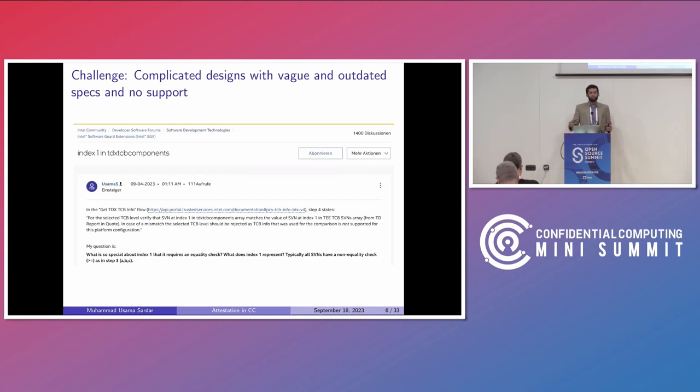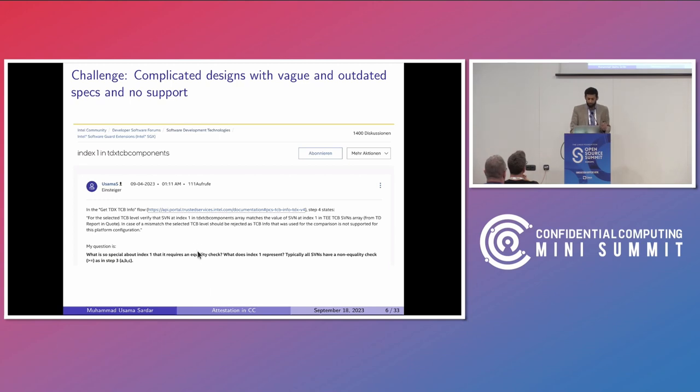Right, another challenge different from this wide variety is that we have these complicated designs. So these attestation mechanisms are very complicated. And the specifications are problematic, not only vague, but also outdated, and there is very little support. For instance, in one of the flows, specifically for Intel TDX, it says that SVNs, the security version numbers, as we understand, work like this: I have a security update, I increment that number, and then what I would like is that the one coming from the evidence is greater than or equal to what I have as a reference value. So this is the kind of general comparison that we have typically.